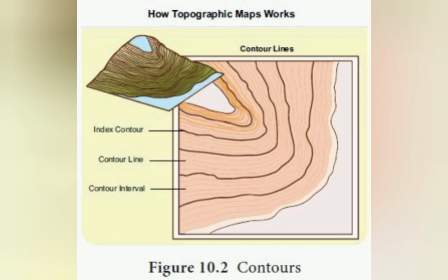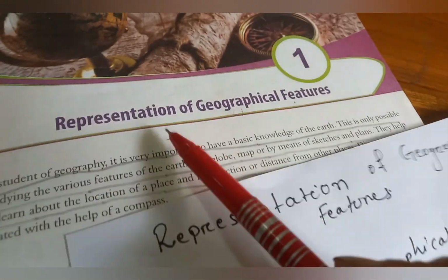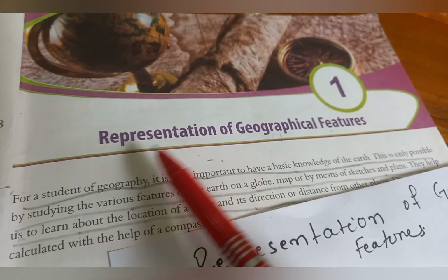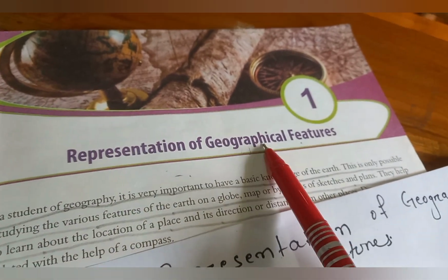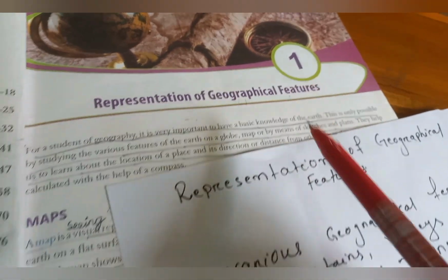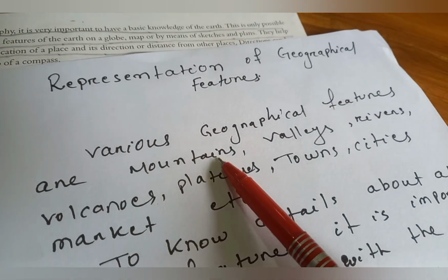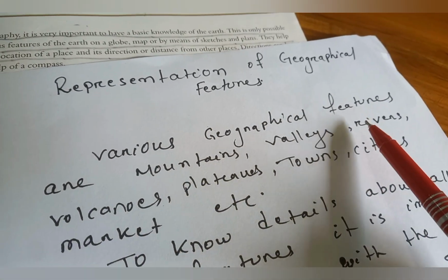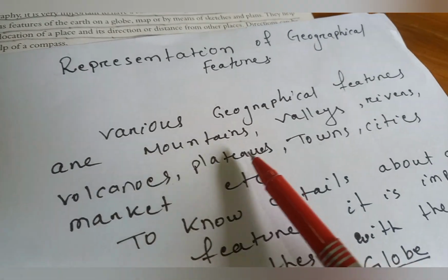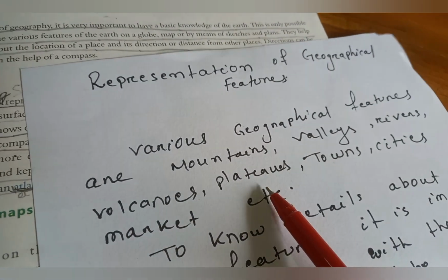Let's learn together Class 6, Chapter 1, Representation of Geographical Features. So, children, let's come to the topic Representation of Geographical Features. So, what are geographical features? Various geographical features are mountains, valleys, rivers, volcanoes, plateaus, towns, cities, market, etc.